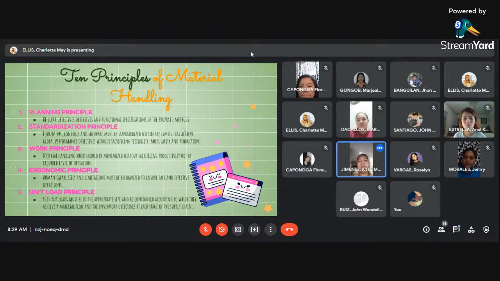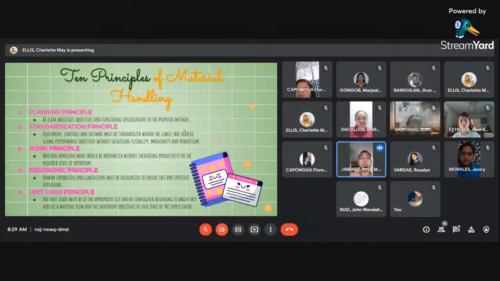So dito sa pangalawa, kailangan alam natin kung ano yung gagamitin na equipments, yung kayang mag-handle nun. Halimbawa, hindi mo kailangan iangat yung materials natin na i-move natin sa warehouse. Pwede natin gamitin yung pallet jack lang, yung tinutulak lang siya. Tapos, kung kailangan iangat, kailangan natin ng forklift or masyadong mabigat. So, sa pangatlo, work principle.